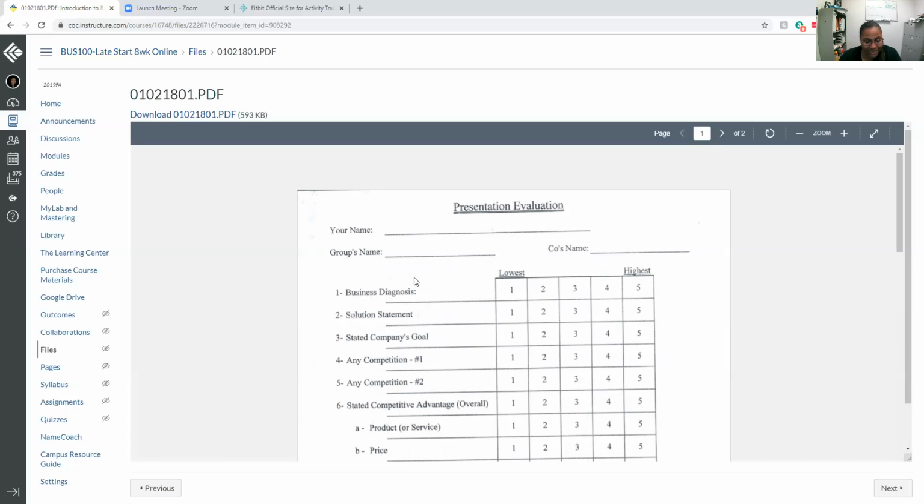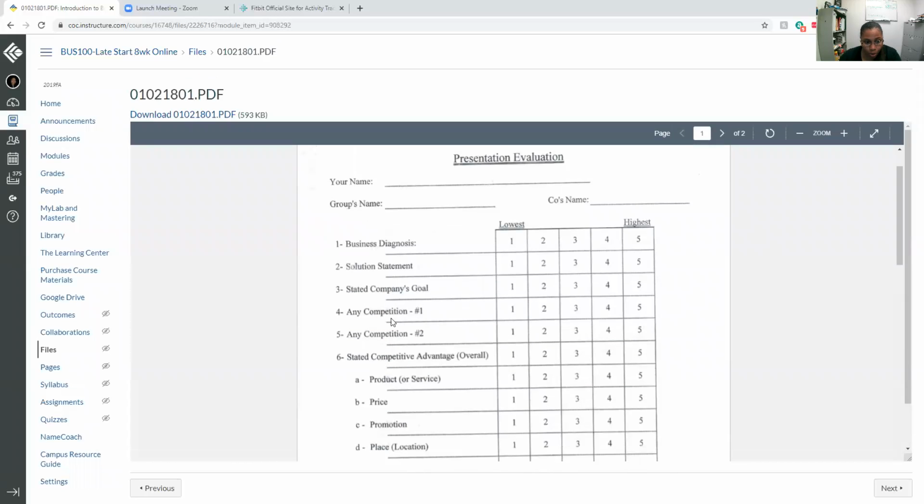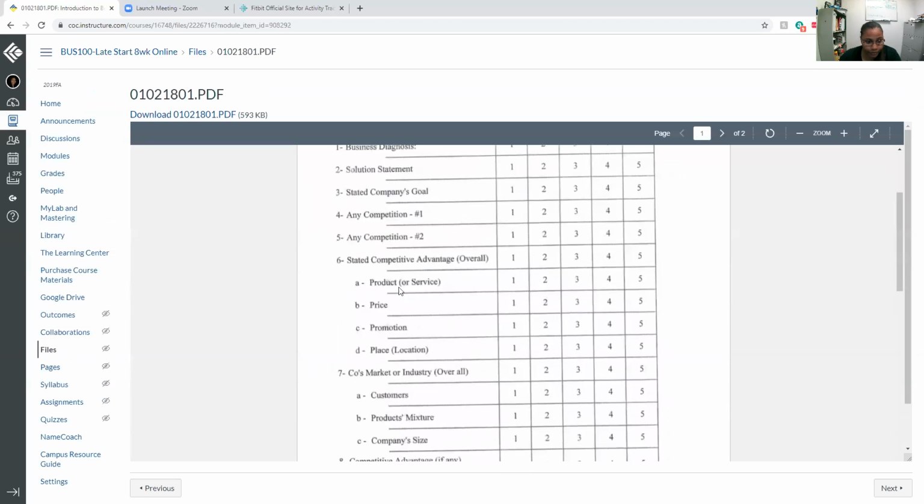So your big business diagnosis, all that is are your critical issues. Make sure on your PowerPoint slide, you discuss your 3 critical issues, 4, 5, how many you had, and those recommendations. That's your solutions that combat those critical issues. What was the company's goal? Who are the 2 biggest competitors? For Fitbit, I said, maybe Apple, maybe Samsung, whether it's smartwatches or fit trackers, whatever you want to call them.